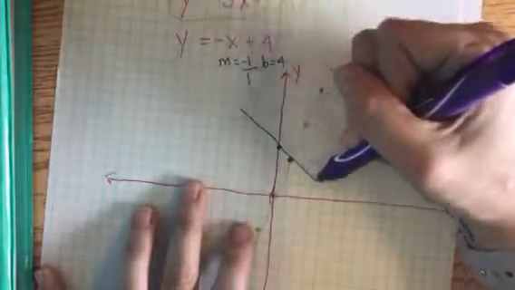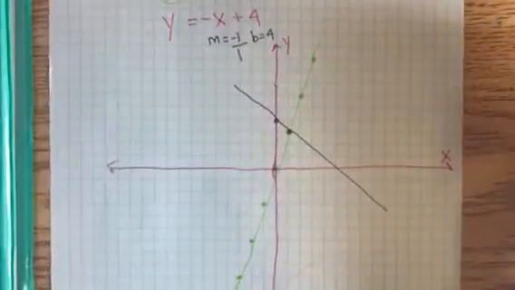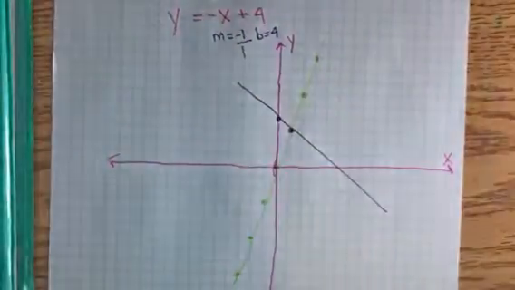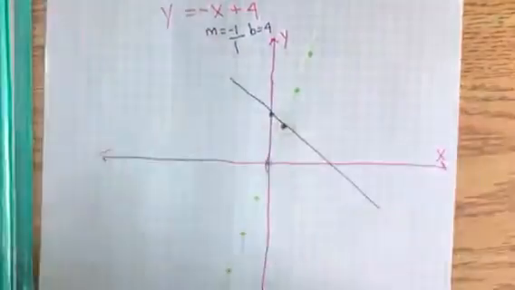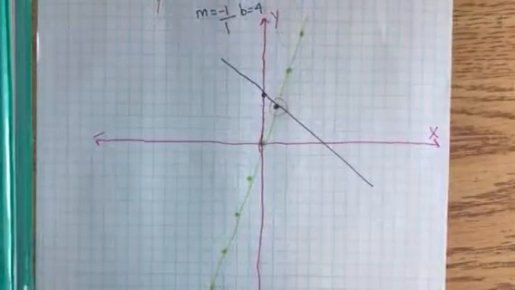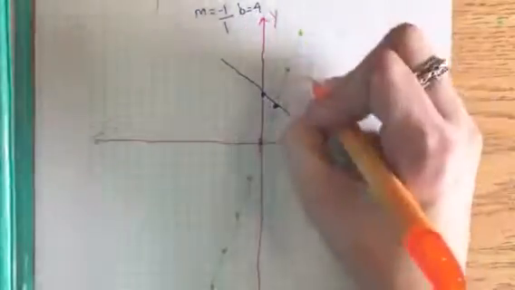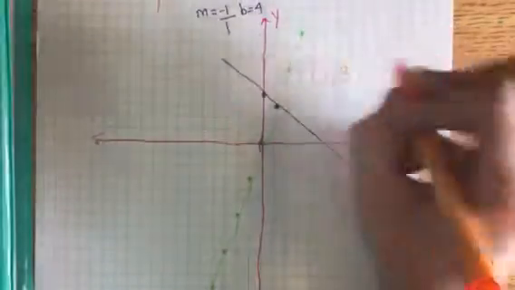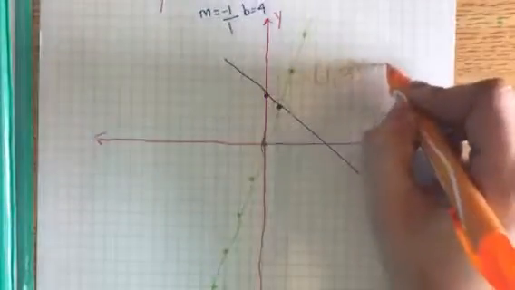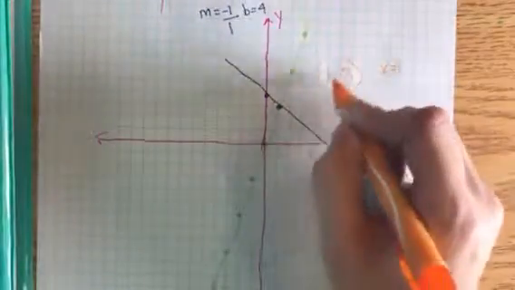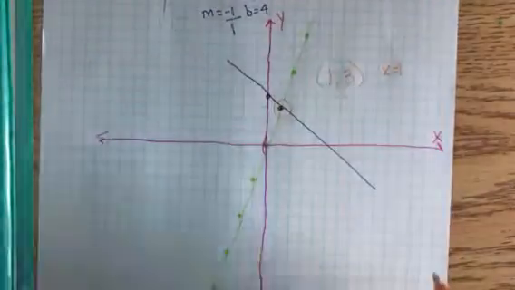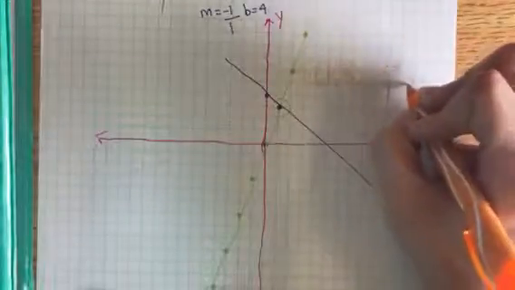Now once I find that intersection point, I know I have the solution. Your solution is always where the two lines intersect. Okay, and you're going to name that ordered pair. So this is the point 1, 3. Okay, this tells us that x equals 1 because x is always the first value in our ordered pair, and y equals 3.